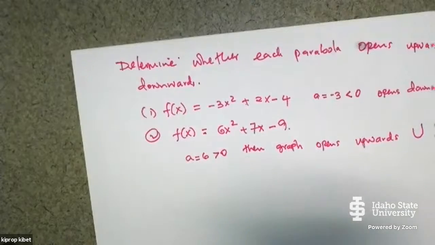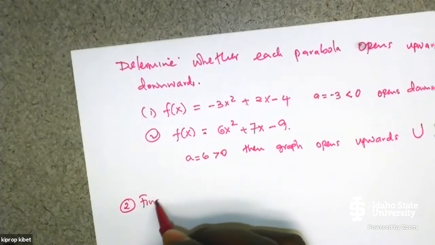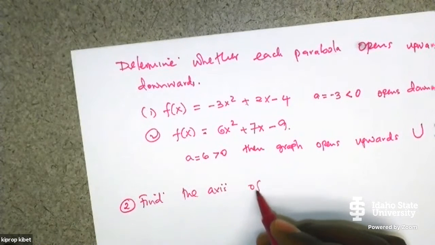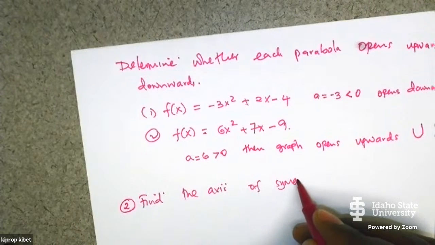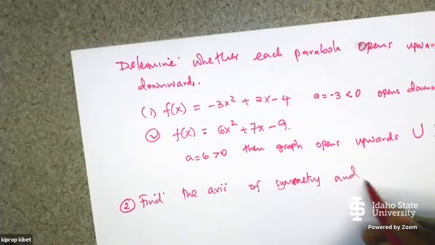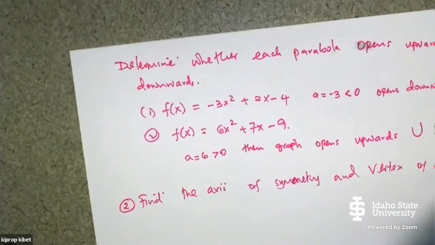Number 2, find the axis of symmetry and the vertex of a parabola.